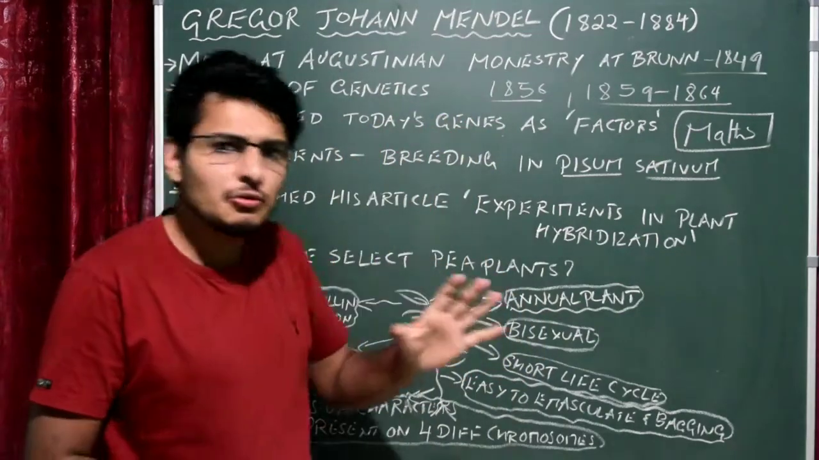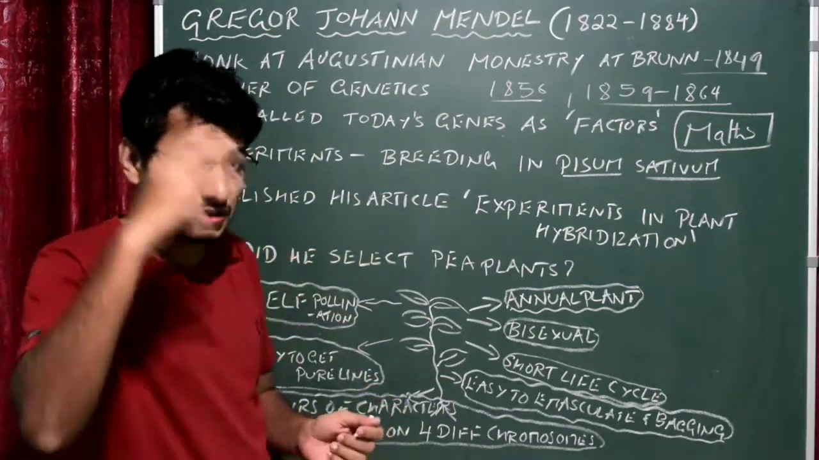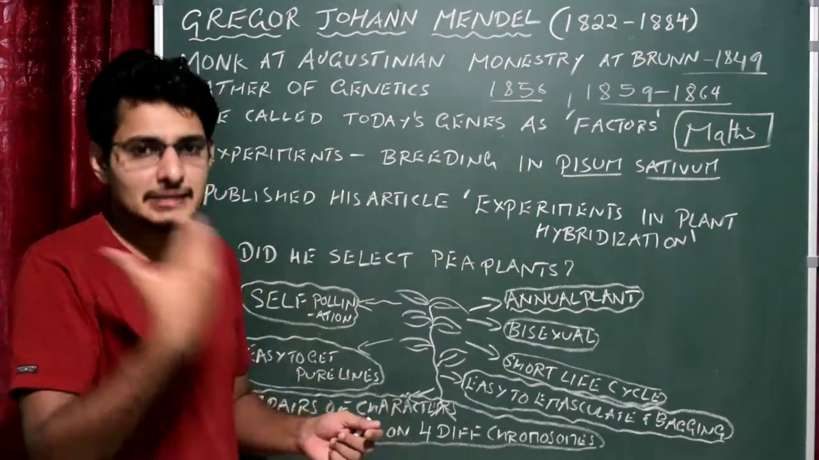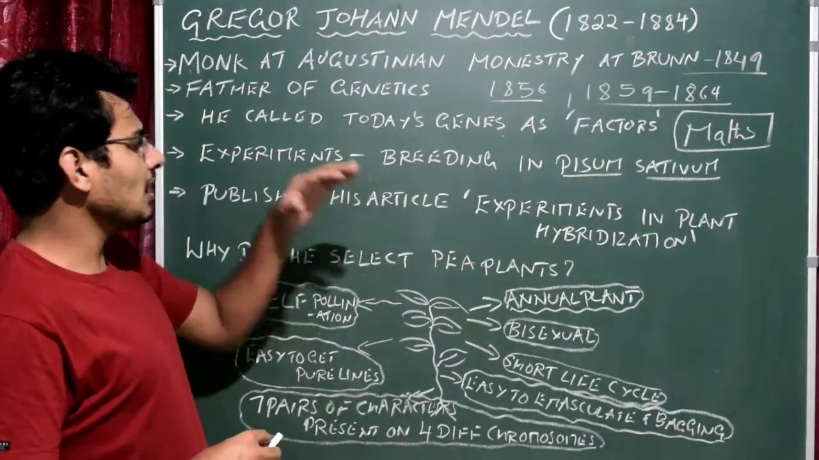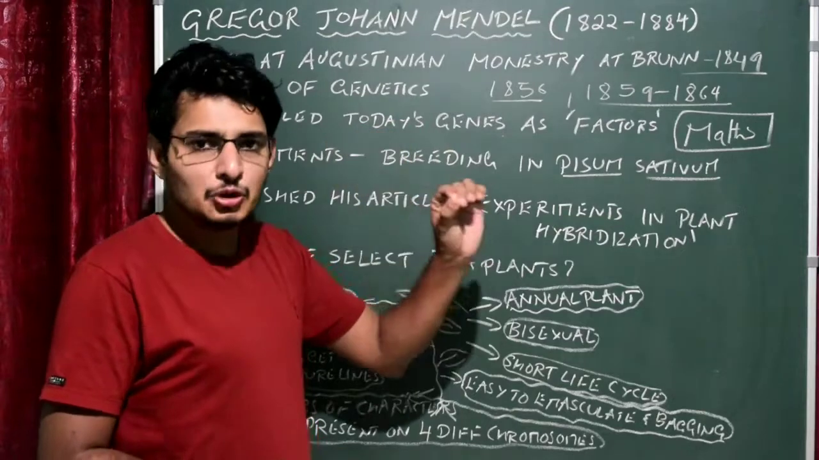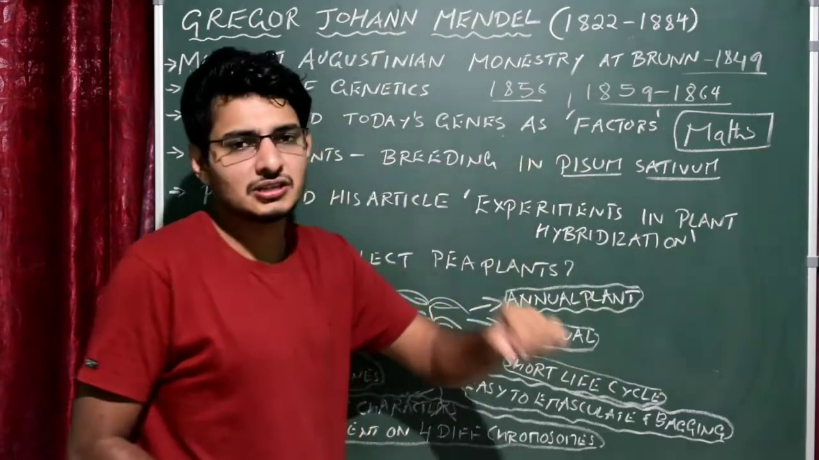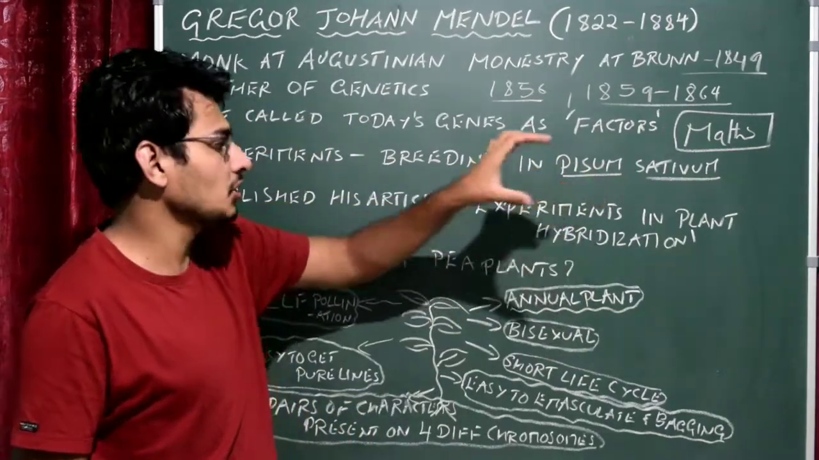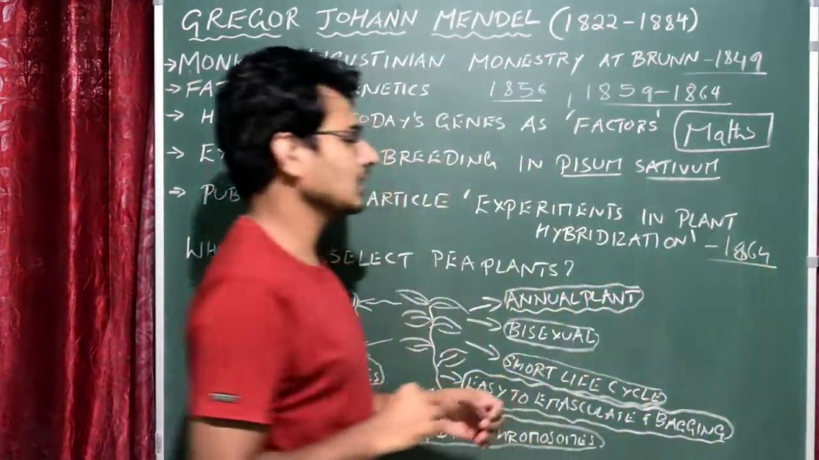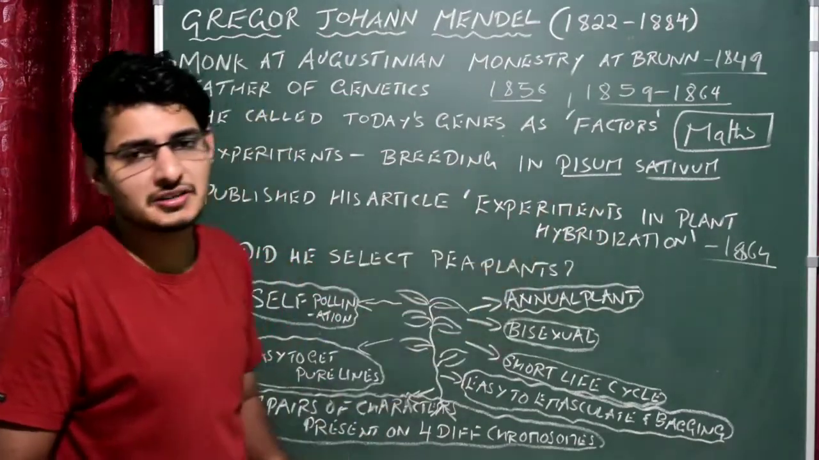Once he was done with his findings and had recorded all his results, he wanted to publish them. He used one article to publish everything, giving it the name "Experiments in Plant Hybridization." Please remember this. This is the article which was published in 1864.